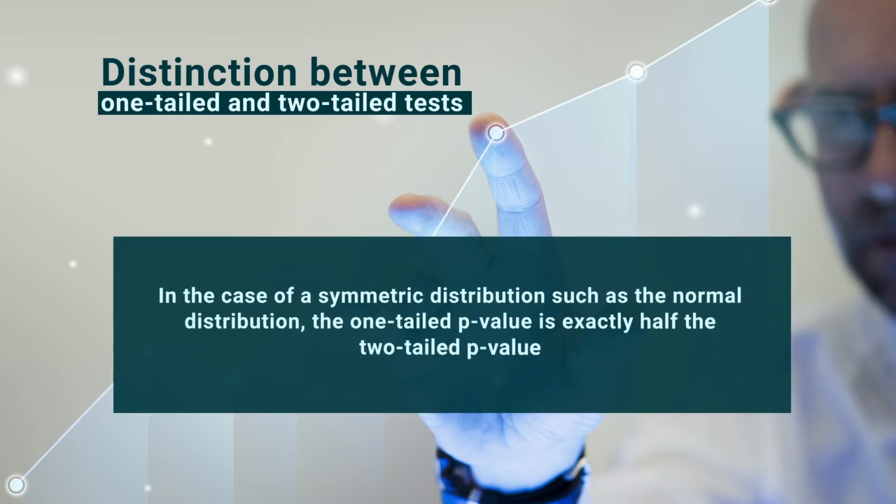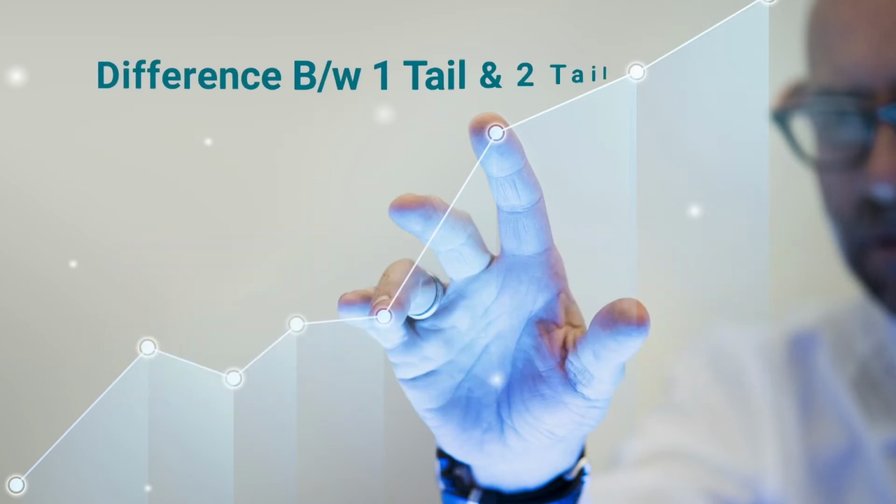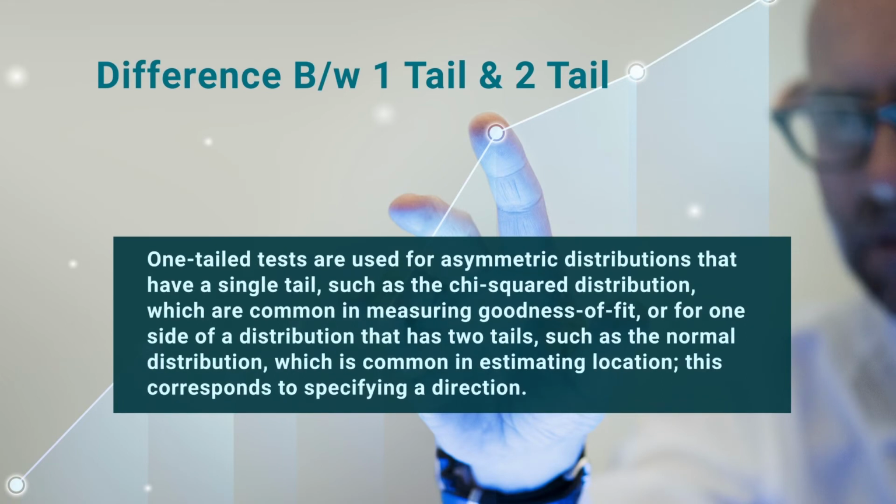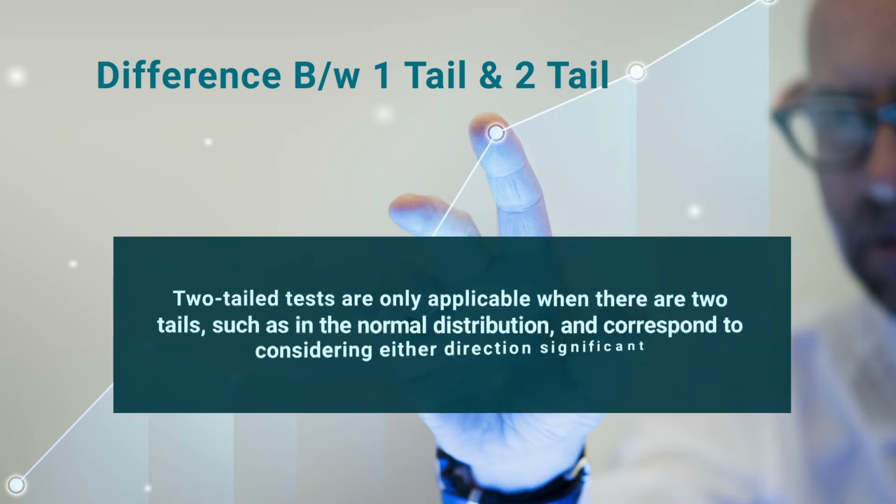So in the case of a symmetric distribution such as the normal distribution, the one-tailed p-value is exactly half the two-tailed p-value. So if you are going to differentiate one tail and two tail, one-tail tests are used for a distribution that has a single tail, such as the chi-square distribution, which is common in measuring goodness of fit, or for one side of a distribution that has two tails, such as the normal distribution, which is common in estimating location. This corresponds to a specific direction.